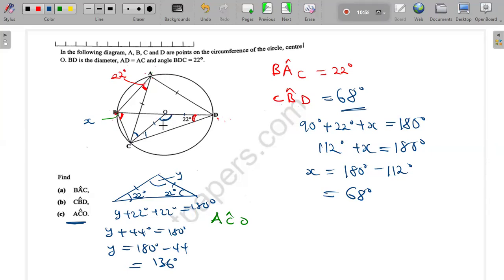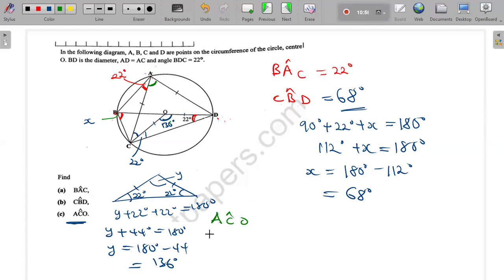And that's the angle at the what? At the center. So 136 degrees is that angle there, which is the angle at the center. Then this small angle here, we said is 22. So we have 136 degrees there at the center, so we can find this angle here. That angle is half the angle at the center.